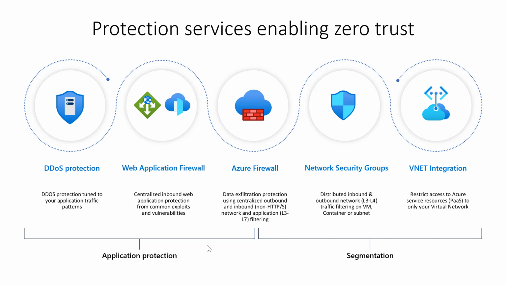You can have DDoS protection for web applications. You can have the Azure Application Gateway. Azure Firewall, we'll talk about that. Network security groups you might be using already. And if you are using PaaS services, like Cosmos DB or Azure SQL, you might be using VNet integration as well. Now, let's talk about Azure Firewall.